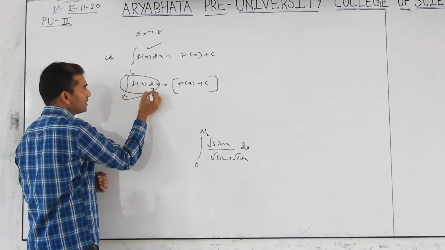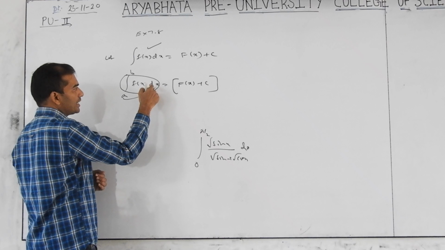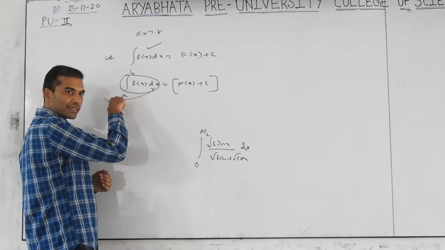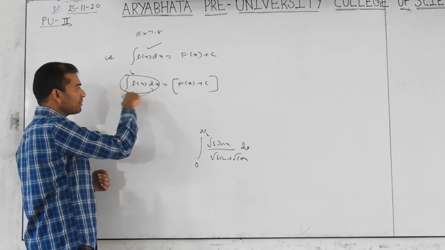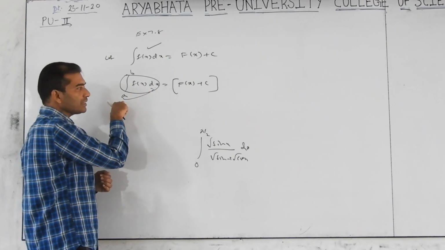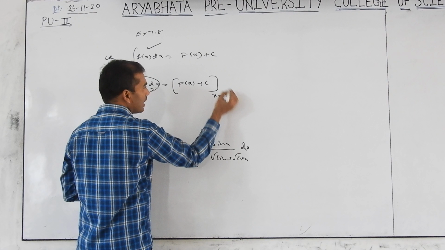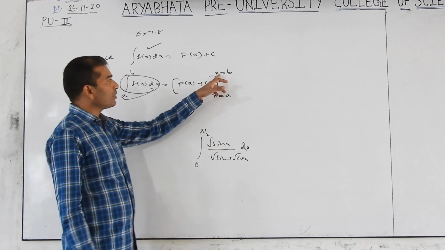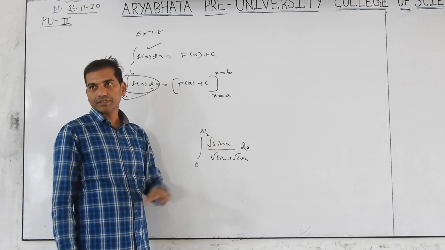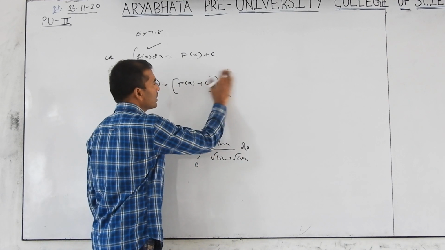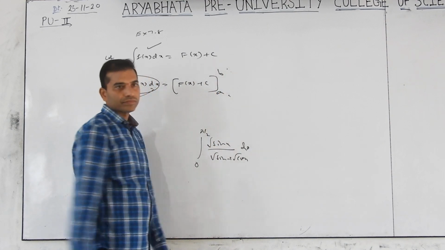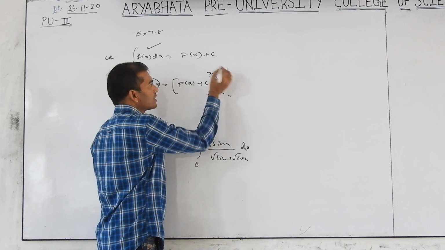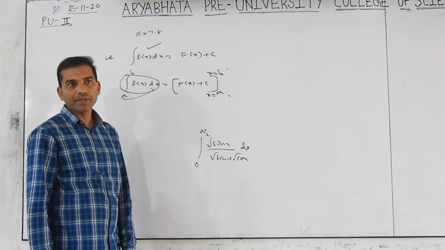What limits? x limits. dx, if there, means with respect to x. dt means with respect to t. dy means with respect to y. That means x is equal to a and x is equal to b. Keep in mind, every time there is no need to write x equal to a; just a and b are enough. Like this also we can write. Only for understanding, I have written here what limits: x is equal to a and x is equal to b.